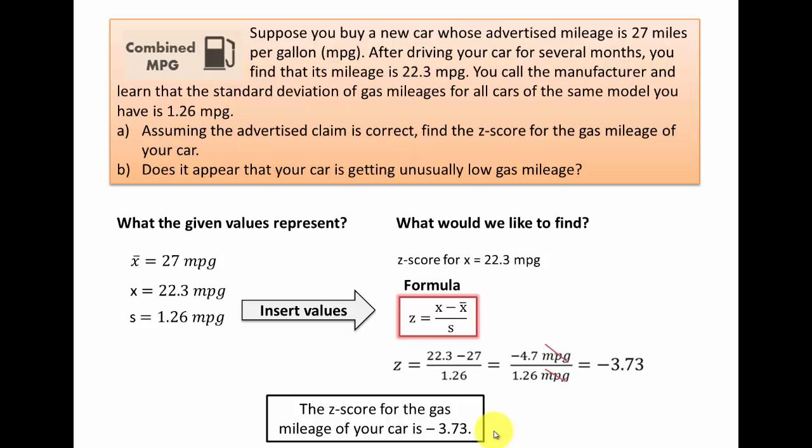If you ask yourself what this number means, well, it means that your car's gas mileage of 22.3 mpg is 3.73 standard deviations below the mean.